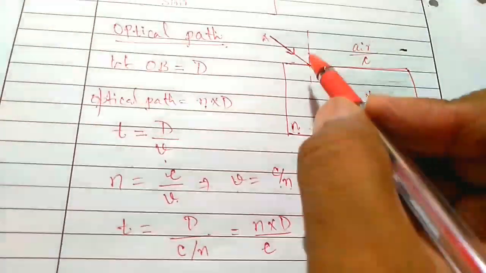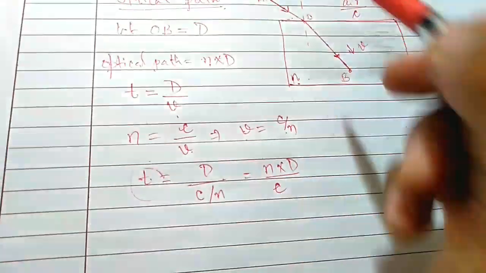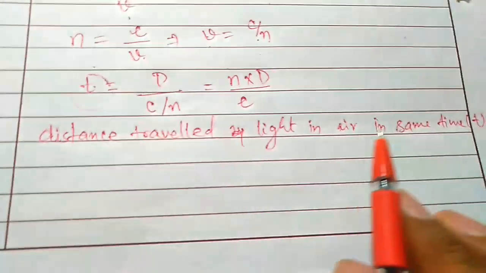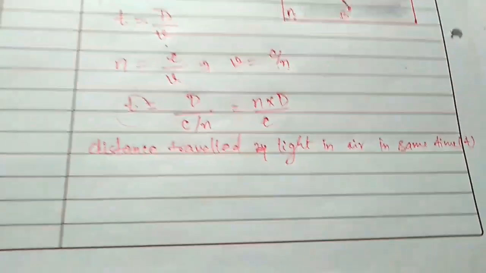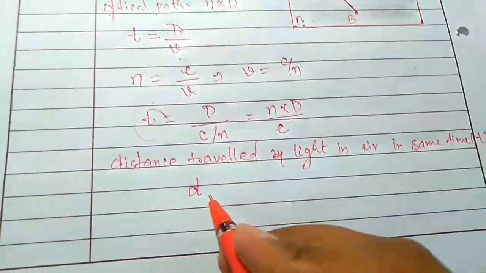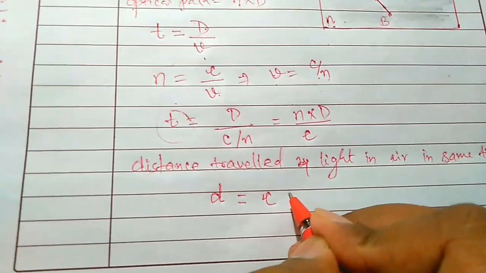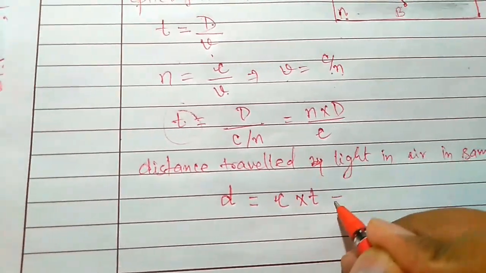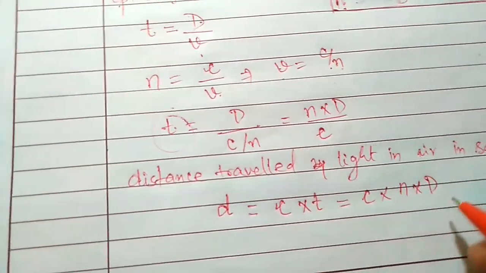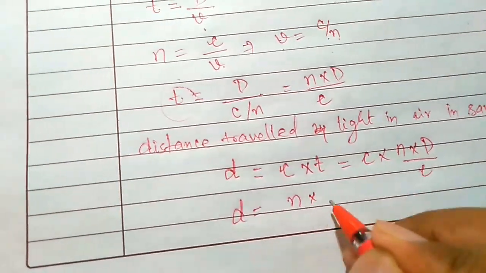And now let's calculate the distance traveled in the same time by this ray, means in air. Distance traveled by light in air in the same time t. So in air I am considering it with the small d symbol, in the medium capital D, in air small d. So small d is equal to what? Speed of light in air into the time. So small c, and what is the time taken? n into D by small c. Small c cancelled, so small d is equal to n into capital D.